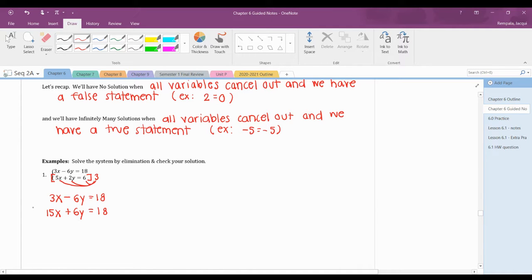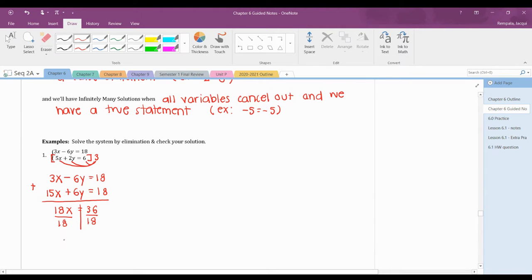Now that we have opposites in front of the y's, we can add up our equations and the y's will cancel out. So 3x plus 15x gives us 18x. The y's cancel out, so I'm not going to write y. It's going to equal 18 plus 18, which is 36. I'm going to solve for x by dividing both sides of my equation by 18. And so I get a value of x to be 2. So if we solved for x, we have to now solve for y.